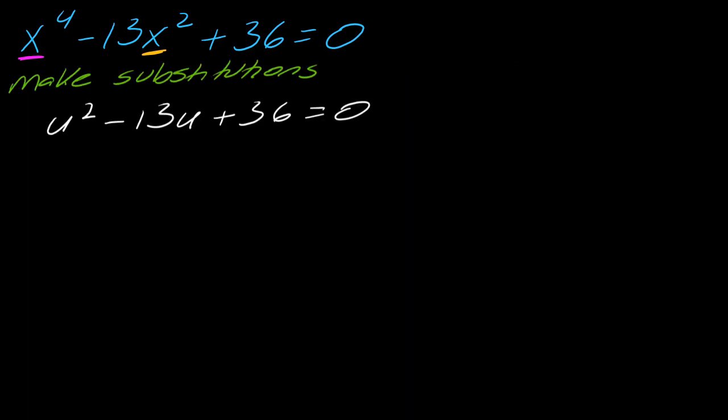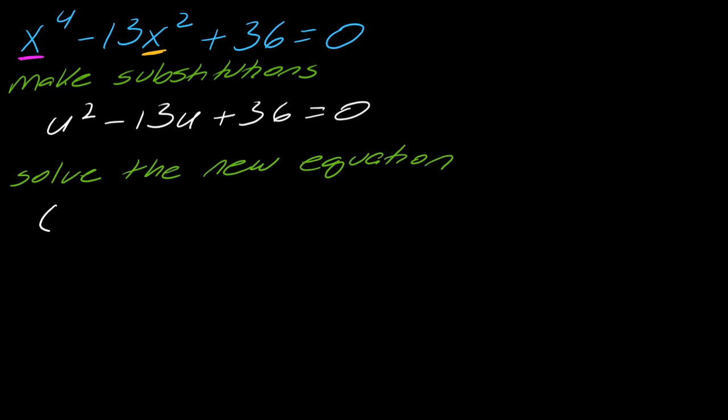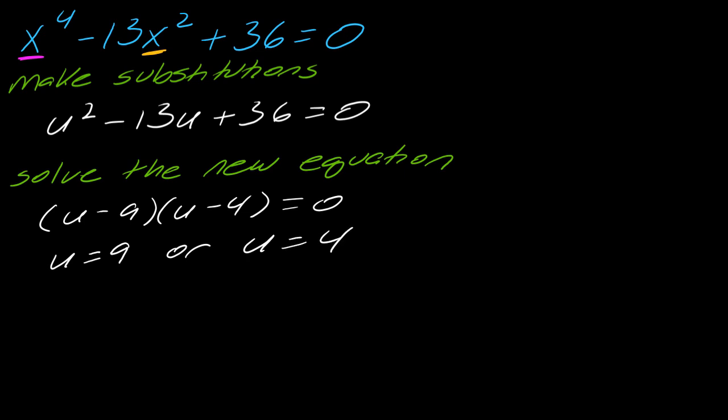So now what I want to do is solve this new equation. In this case, I can factor this as u minus 9 and u minus 4 equals 0. So my two solutions here are u equals 9 or u equals 4. That's the first part of this, but remember, u stood for something, right? So now you want to replace u with its original substitution.